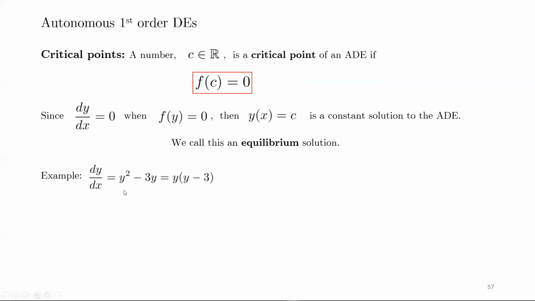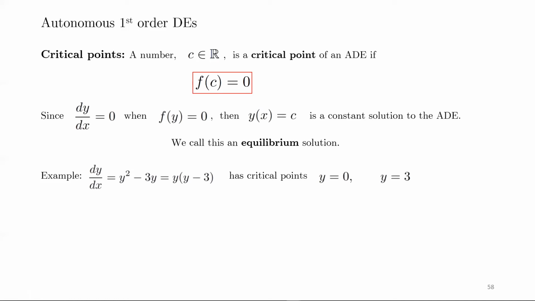Okay, so clearly this is going to be equal to 0 when y is equal to 0, or when y is equal to 3. So the critical points, y equals 0 and y equals 3, these are also equilibrium solutions. So y equals 0 is an equilibrium solution to this ADE. y equals 3 is an equilibrium solution to this autonomous differential equation, this ADE.